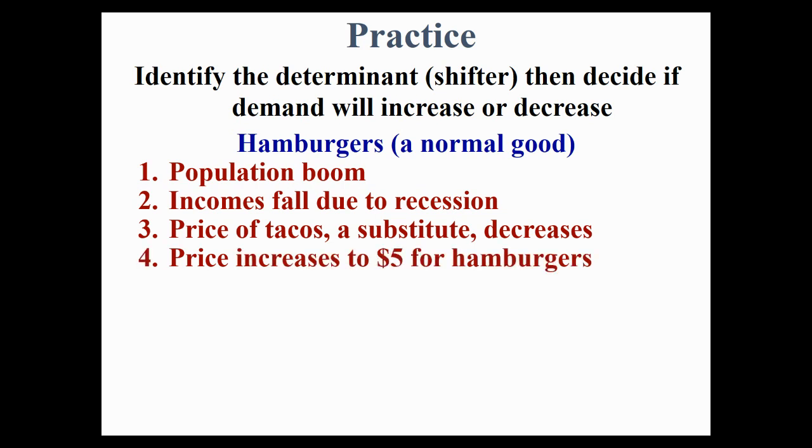The price increases to $5 for hamburgers. Well, that's not a shifter. That's a change in price, which means it's a change in quantity demanded. So there's no shift on number 4. This is a decrease in quantity demanded, so it's going to move left along the curve, going upward and to the left on the demand curve.